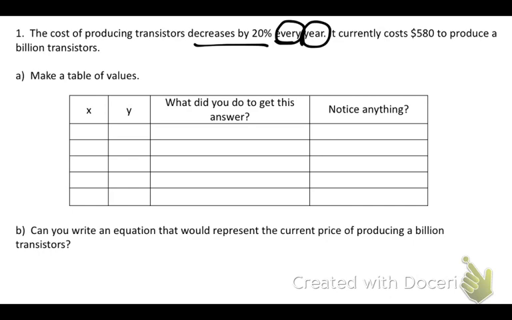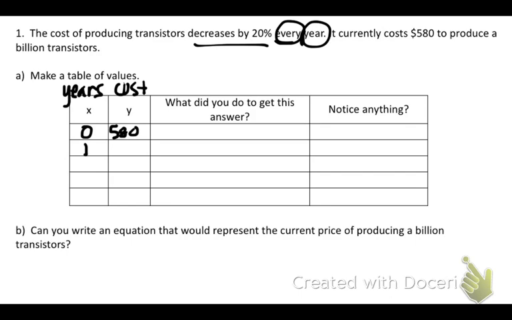Alright, so x is going to be the number of years, just to be clear. I didn't write that down. Because we're talking about how much it costs to produce transistors over the years. And y would be the cost for 1 billion transistors. So right now, at 0 years, it costs $580. Next year, that number is going to decrease by 20%.